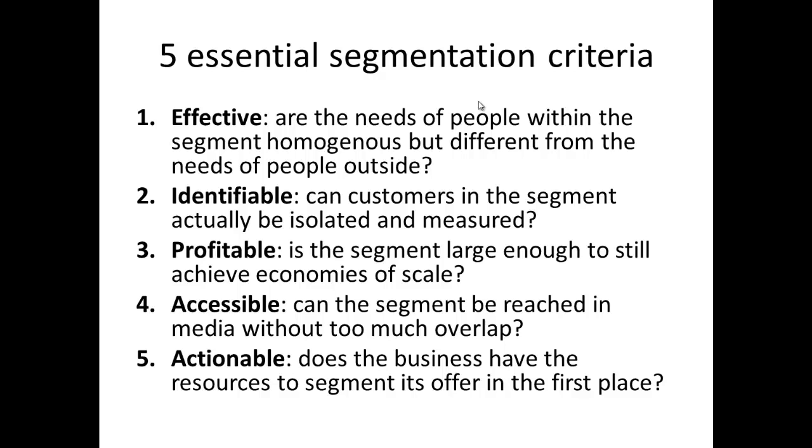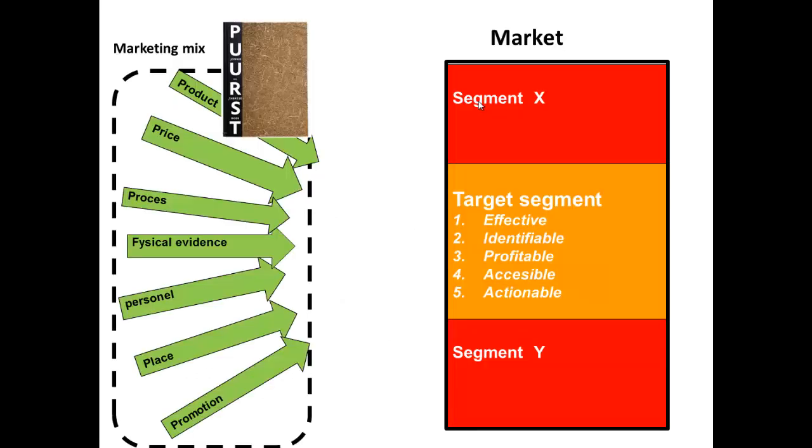And the next one: is it actionable? Does the business have the resources to segment its offer in the first place? Are they able to spend the money on a marketing mix and to segment it? Or do they just go to a bookshop and make sure it's in the different bookshops and then see who buys it? That could also be a possibility based on the resources the business has. So these are 5 essential segmentation criteria which can be applied for your project.